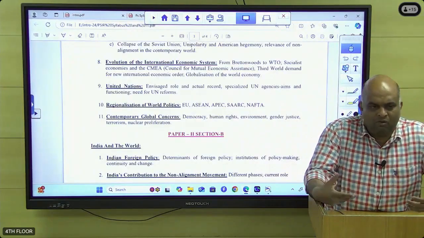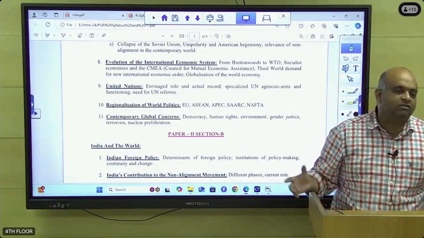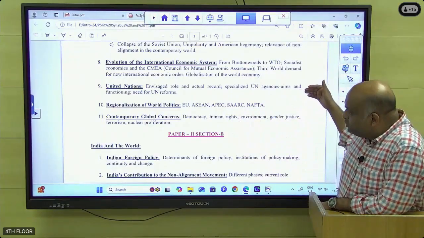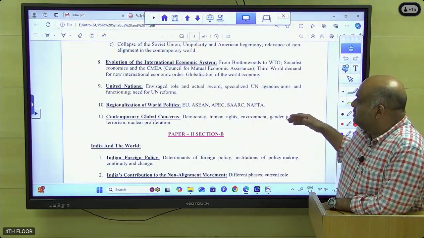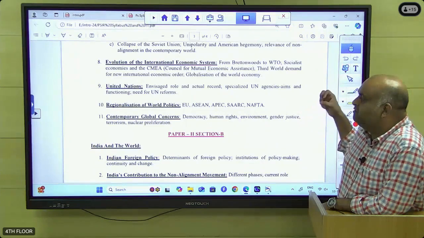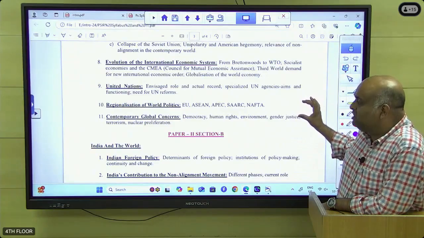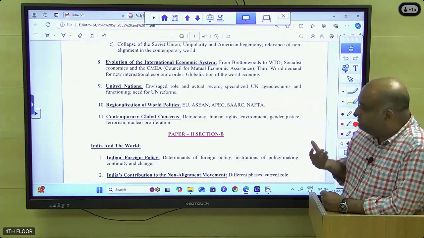WTO, how free trade agreements are there, how Western countries are doing, how India is doing, North, South, like Africa, like that we will be discussing. This is also very interesting. And then you have the United Nations itself, the envisaged role and actual record, specialized UN agencies, aims and functioning, need for UN reforms. And then regionalization of world politics. So this is the international organization you have now in GS, same thing only.